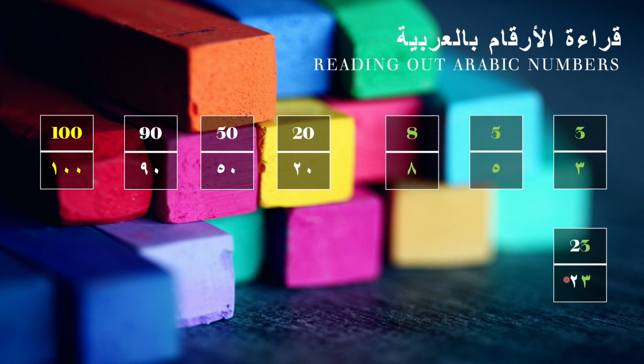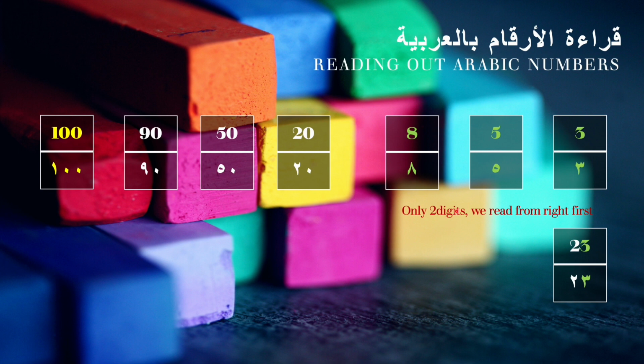23, for example. But in Arabic, actually, we are reading 3 and 20. So we say ثلاثة وعشرون. And we add and, which is wa in Arabic, to read it. So we say 3 and 20. ثلاثة وعشرون.